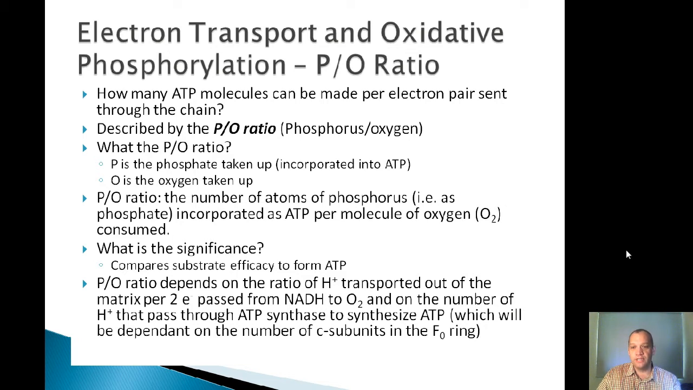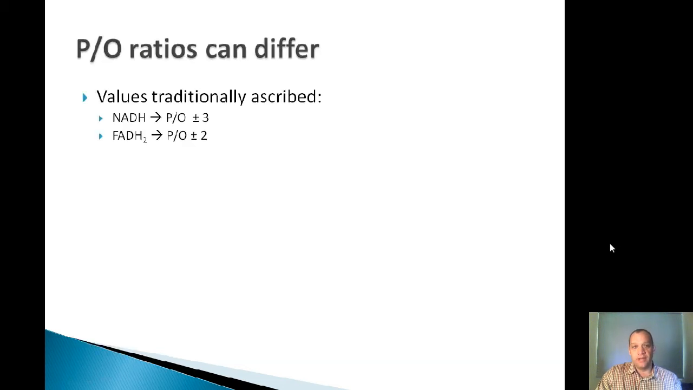So for an organism with a C8 F0 ring, you only need 8 protons to travel back into the matrix to get one rotation and get 3 ATPs produced. But if it was a C15 ring, you actually need 15 protons to travel back through ATP synthase to allow one rotation, which also produces just 3 ATPs. So that is why these PO ratios can differ significantly.